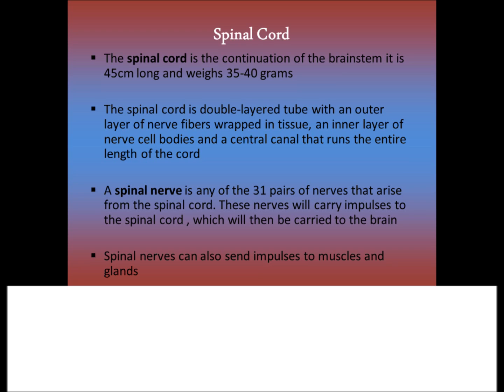Now, what exactly is a spinal nerve? We have 31 pairs of nerves that arise from the spinal cord. These nerves will carry impulses to the spinal cord, which will then be carried to the brain for interpretation. Remember, spinal nerves can also send impulses to muscles and glands, so it's important that spinal nerves communicate with the brain and can also communicate with muscles and glands, where it can cause the muscle to contract and bring about movement, and it can communicate with glands and cause perhaps the excretion of hormones.